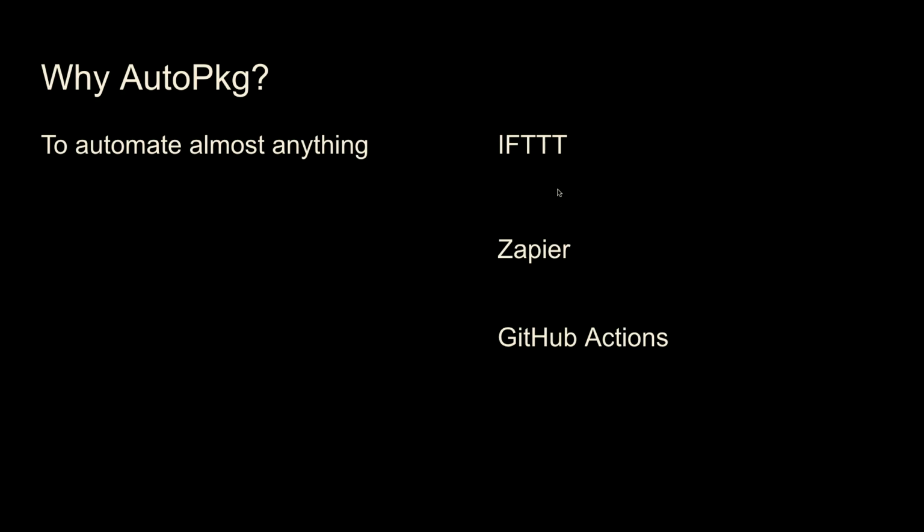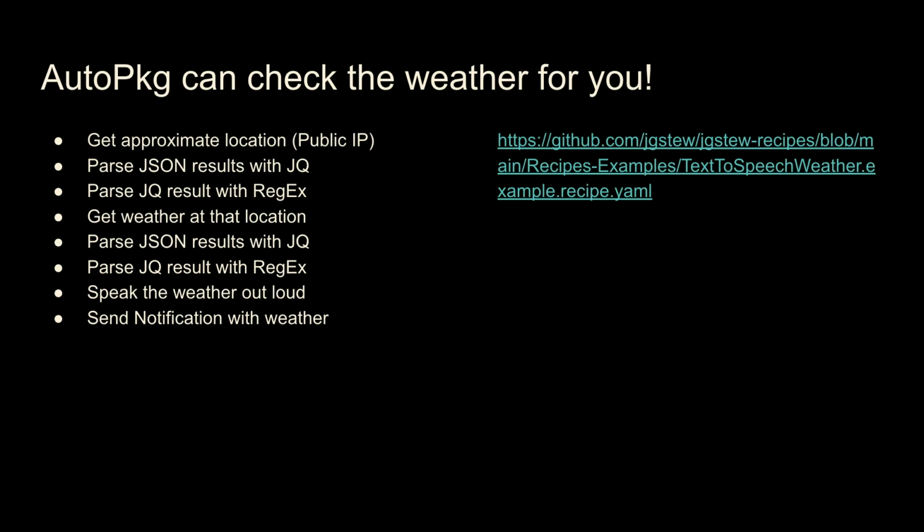So again, AutoPkg is a lot more than just what you've been told. It can check the weather for you. It's doing a bunch of different stuff here. In this example it's very specific to checking the weather, but you could use this same concept with anything. You could marry together different APIs, parse the results from those APIs, create notifications, read them aloud. You could send a notification on Slack or Teams or Google Chat, God forbid. One of those many things.